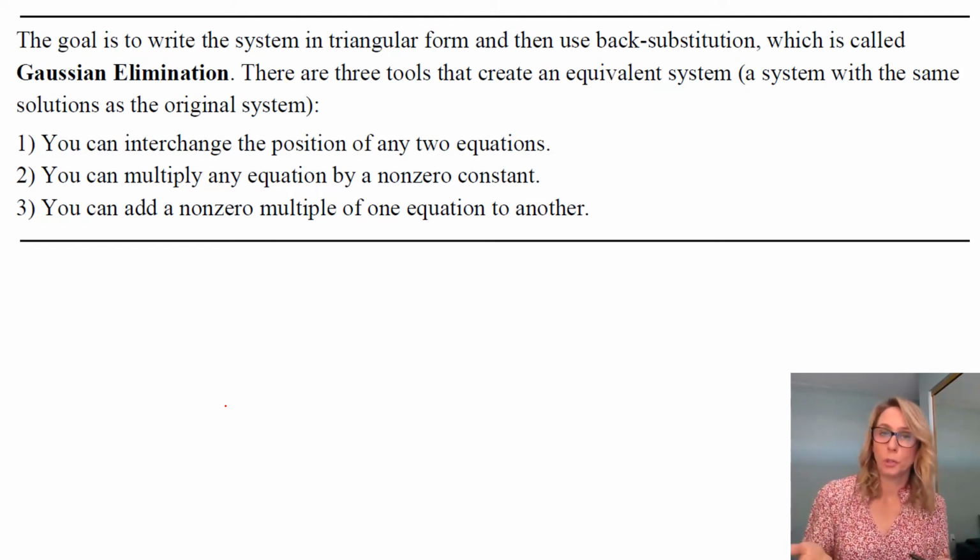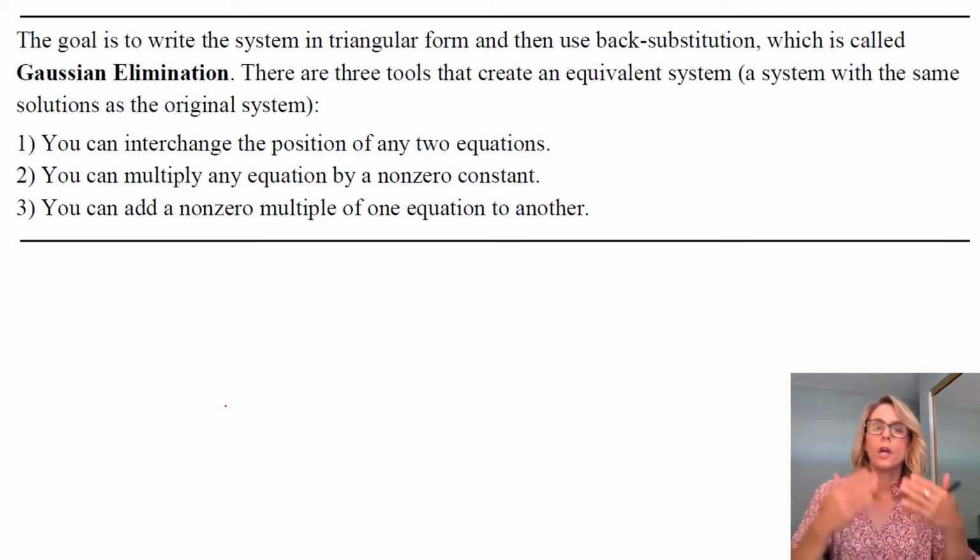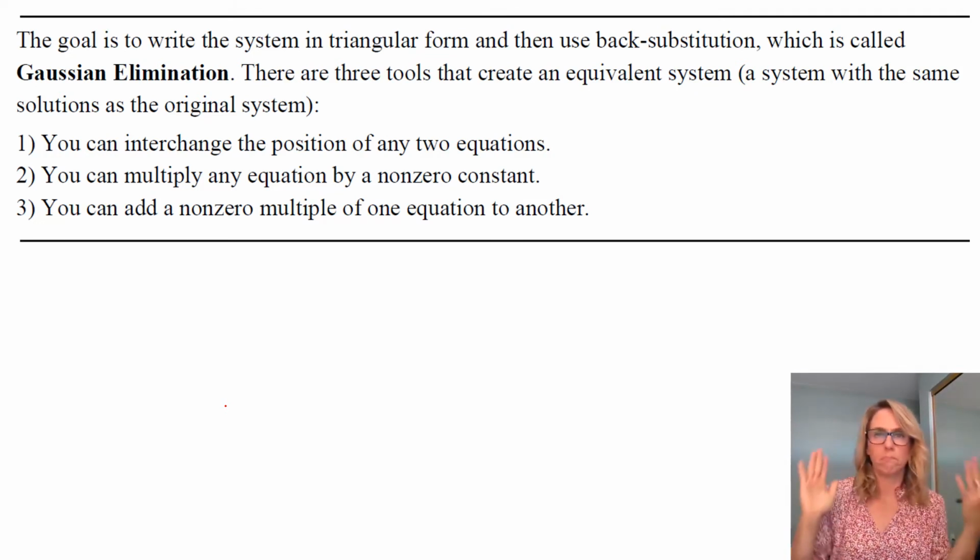There are 3 things that you can do to any of the equations to try to get it in triangular form that will always give you the equivalent system, meaning the solution stays the same as long as you stick to these 3 things. So you can take 2 equations and switch them. If that helps you, you can put one above the other, switch them around, it's no problem. You can also, using the elimination method, as I did in the first example, multiply any equation by a non-zero constant.